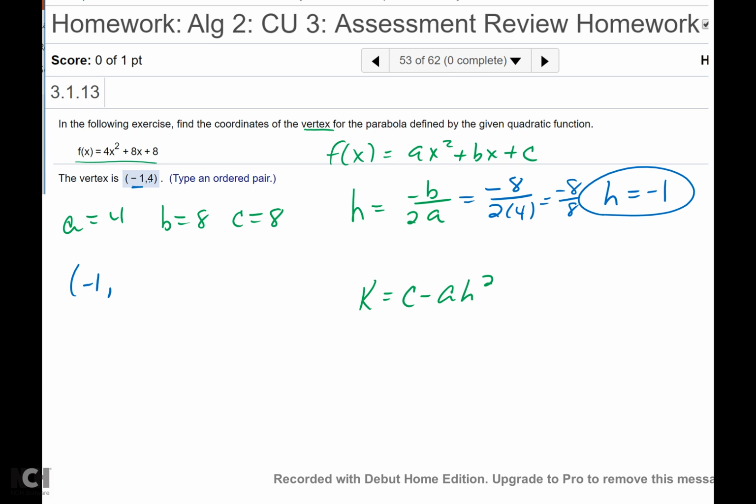There's the x-coordinate of my vertex. To get k, I'm going to take my c minus my a times my h squared. Negative 1 squared is 1. 1 times 4 is 4. 8 minus 4 is 4, so k equals 4. And there's my vertex.